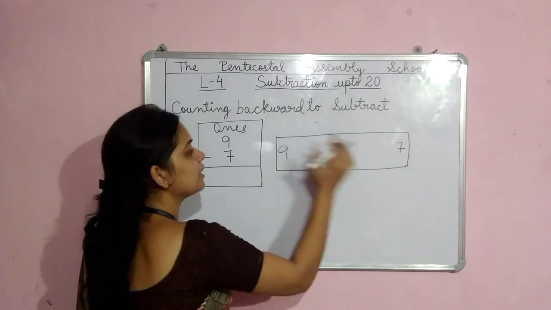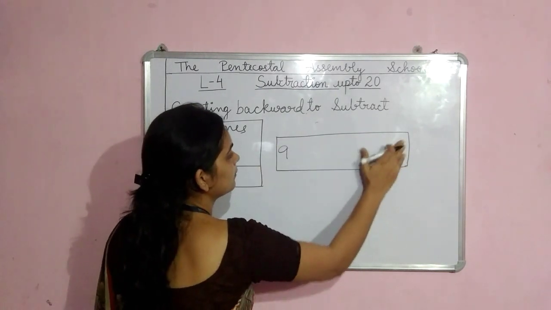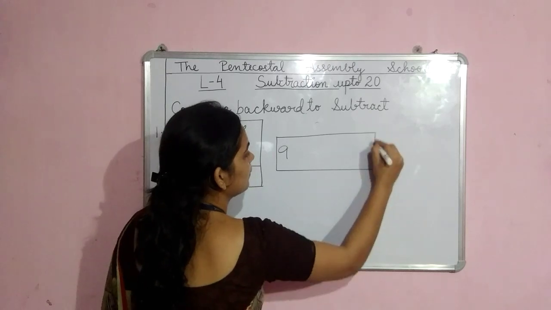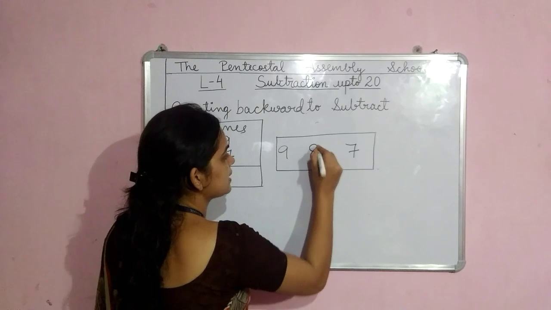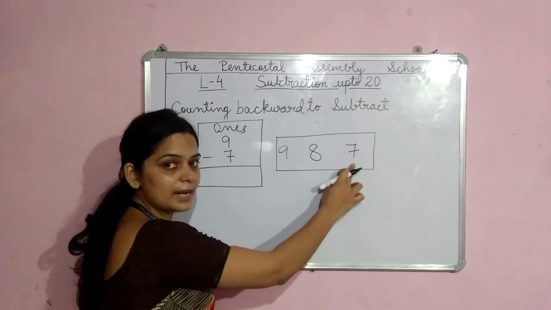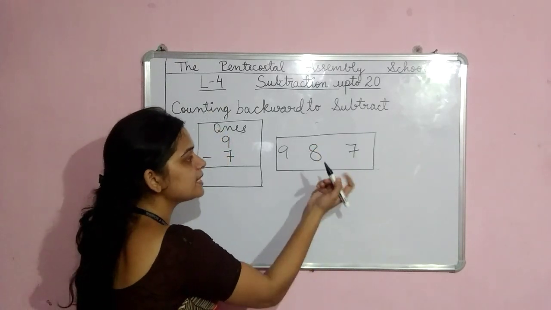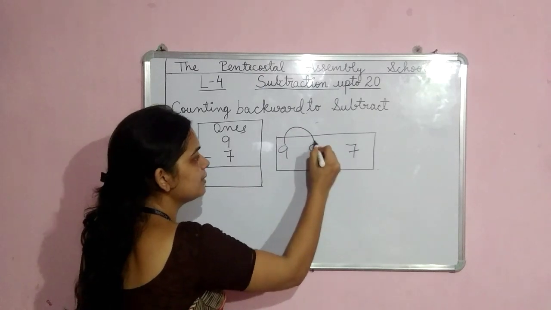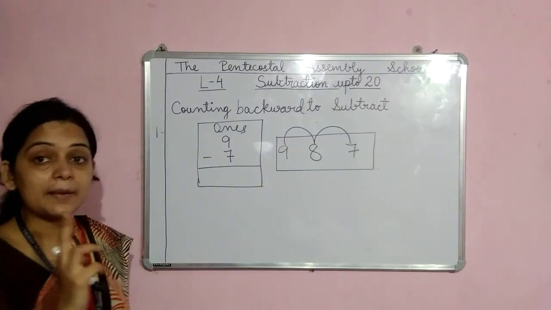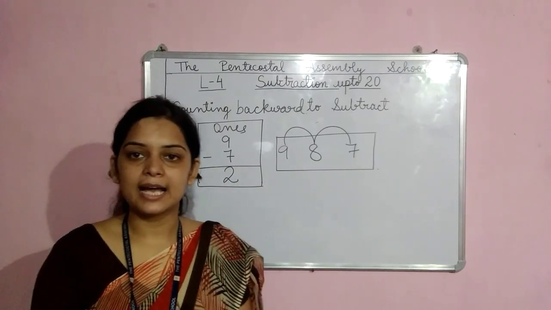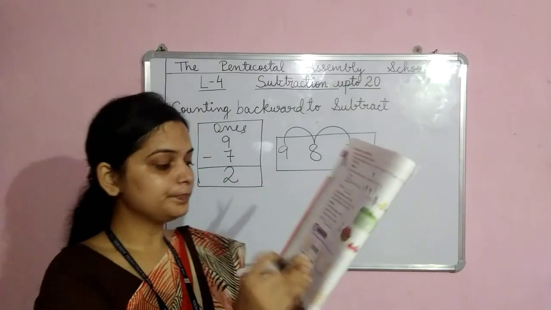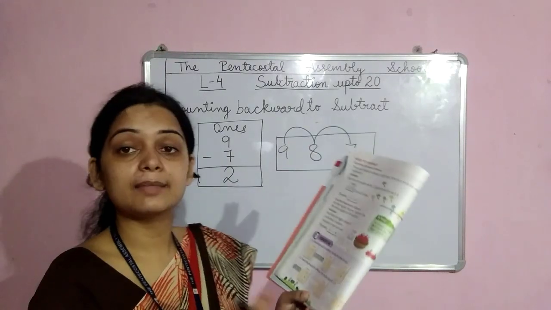So 9. Before 9 what will come? 8. And before 8, 7 comes. 7 is there. So how many steps are we going? 1 and 2 steps we are going. So what is the answer? 2 is the correct answer. So you have to do this in the book itself.